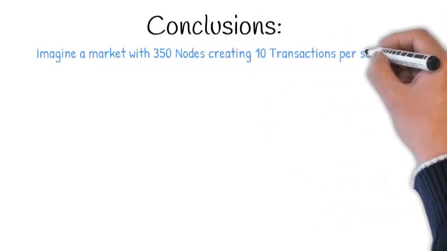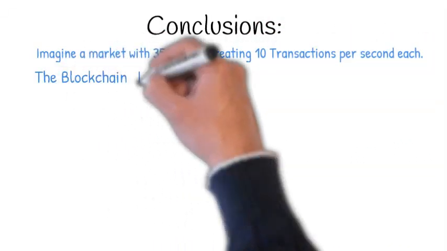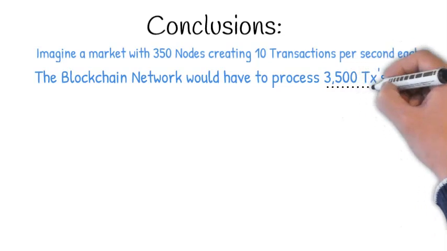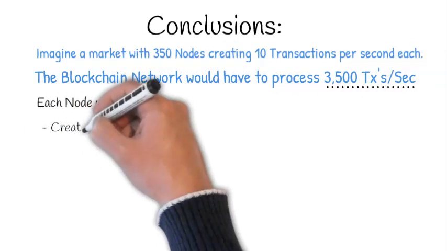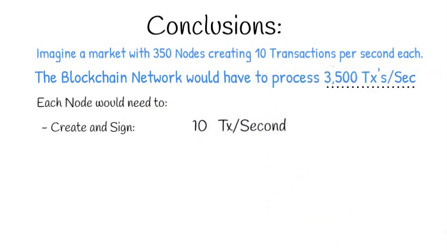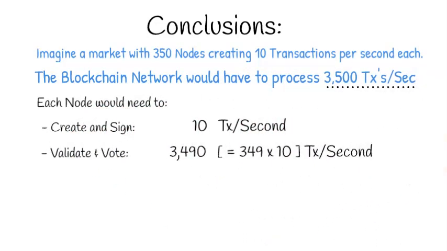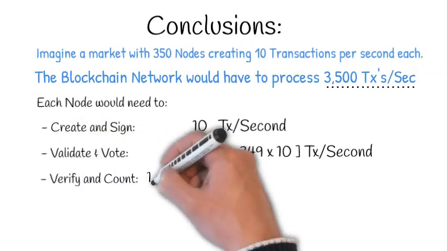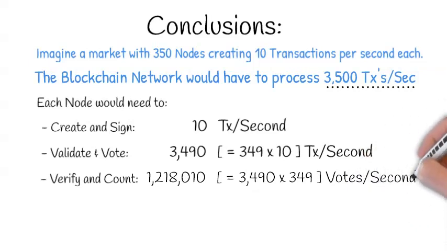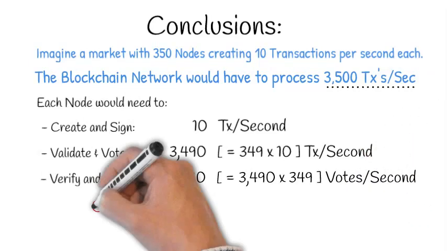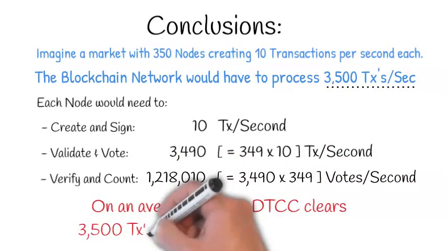So imagine a market with 350 nodes creating 10 transactions per second each. The blockchain network would have to process 3,500 transactions per second. Each node would need to create and sign 10 transactions per second, but validate and vote on 3,490 transactions per second, while verifying and counting 1,218,010 votes per second. This is huge.